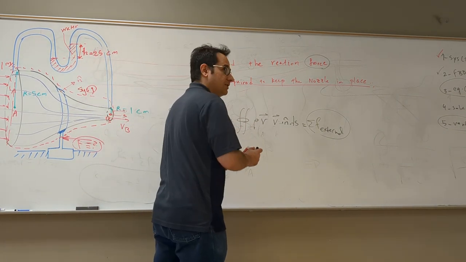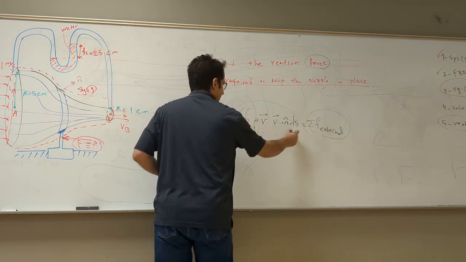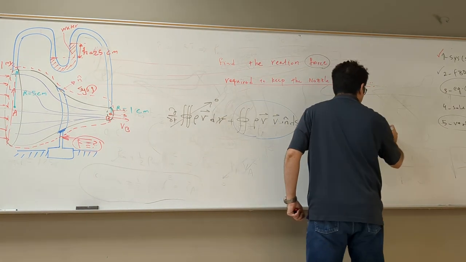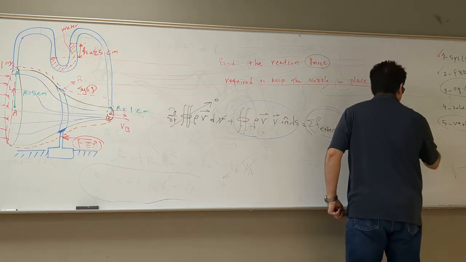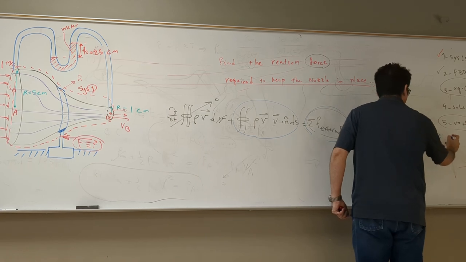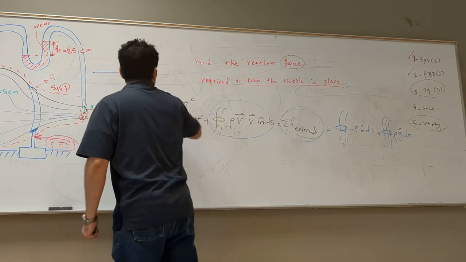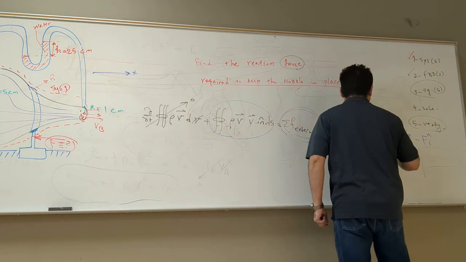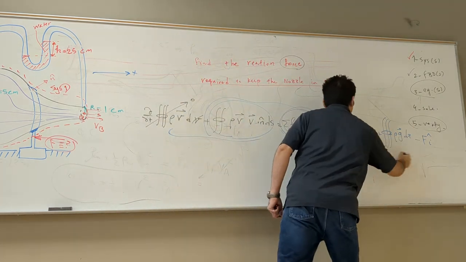So I get this term is equal to this term. And this term was what? Was the surface integral, maybe? Plus the volume integral, rho g, easy. Then minus F. If your x is this way, then you have minus F i. So that's your equation. So let me write it here again.